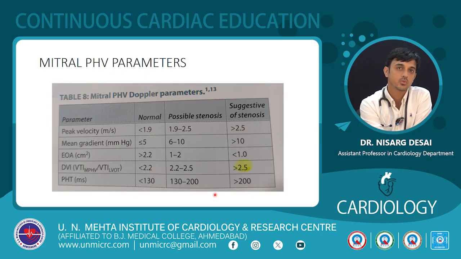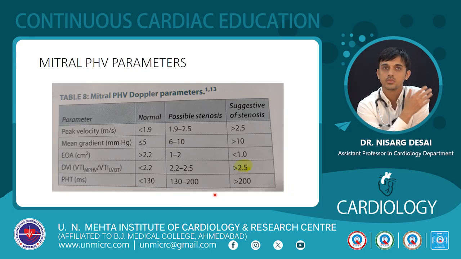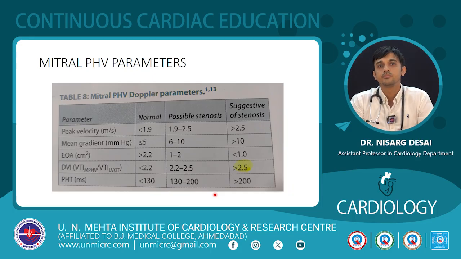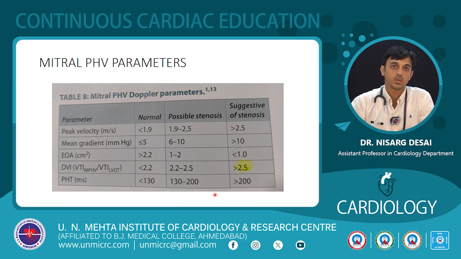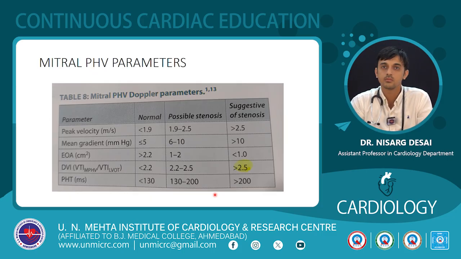So that was the table for the aortic valve; similar is the table for the mitral valve, which is suggestive of stenosis. Here one added parameter is PHT, which is more than 200 milliseconds, and here the DVI is calculated using the prosthetic heart valve, that is, the VTI of the mitral valve divided by the VTI of the LVOT. So if the ratio is more than 2.5, it is suggestive of stenosis.